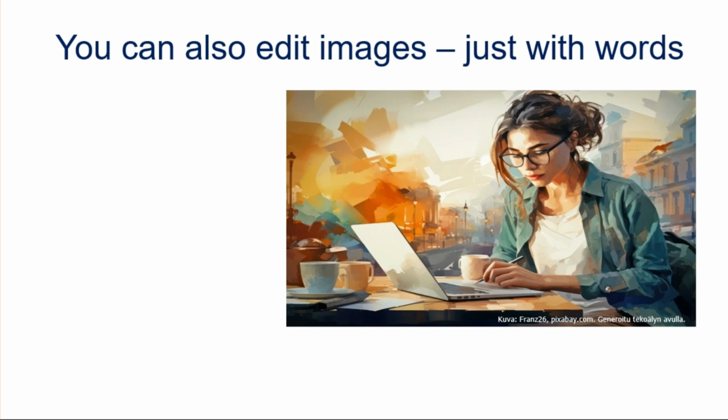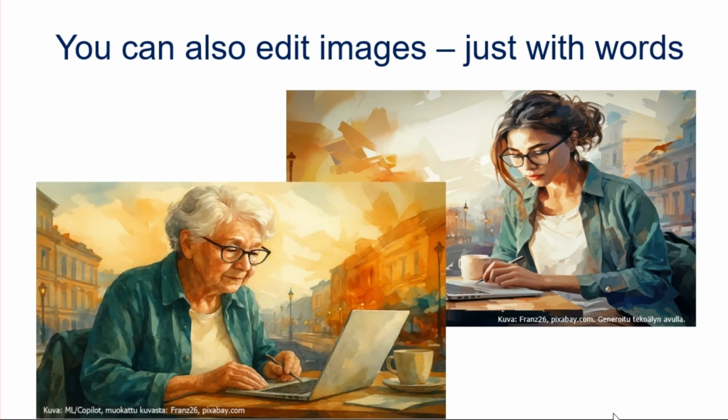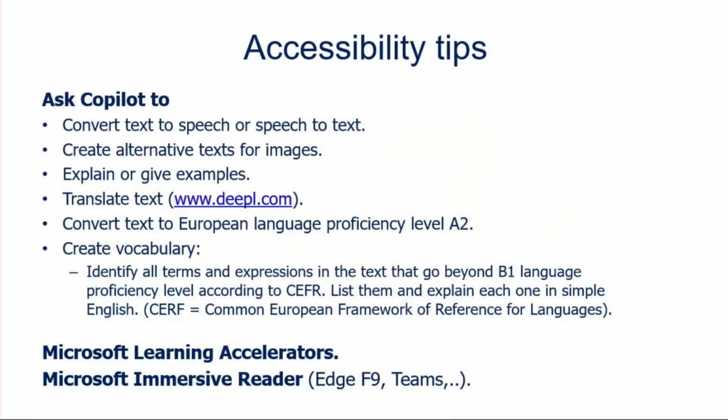As you're giving workshops to elderly people instead of teenagers, you can just download the image to Copilot and ask it to change the person to a 70-year-old person, and this is what happens then. Here are some accessibility tips. You can use Copilot or any similar tools to convert text to speech, create alternative images. It can explain you what certain theories mean, that it can give you examples.